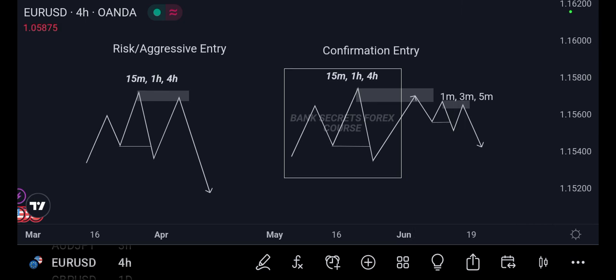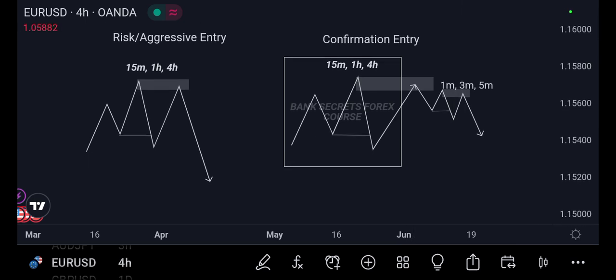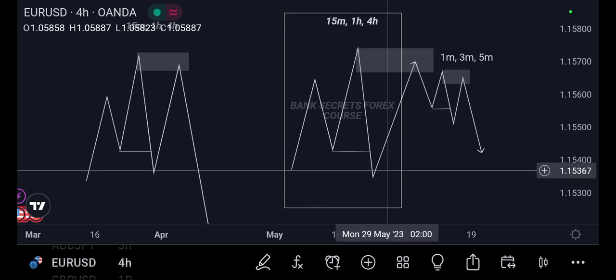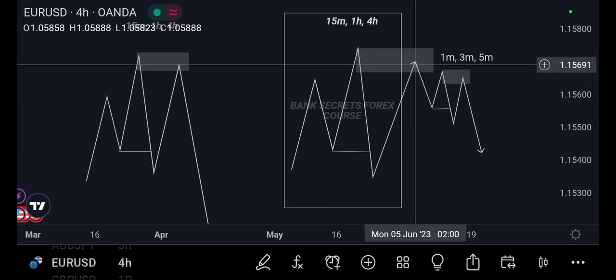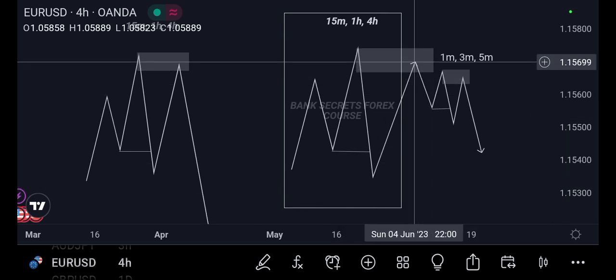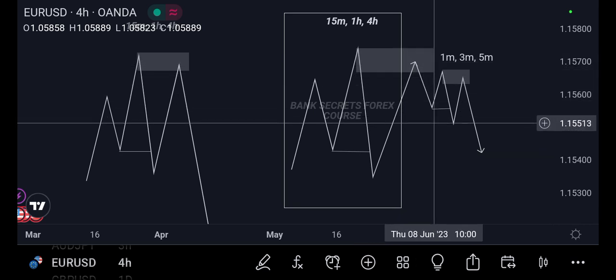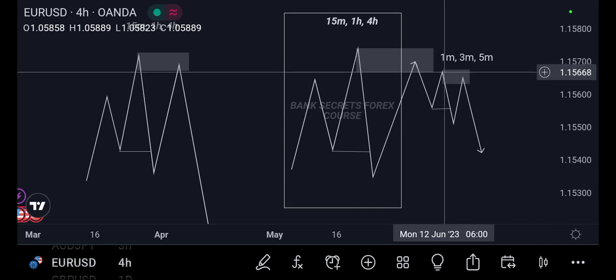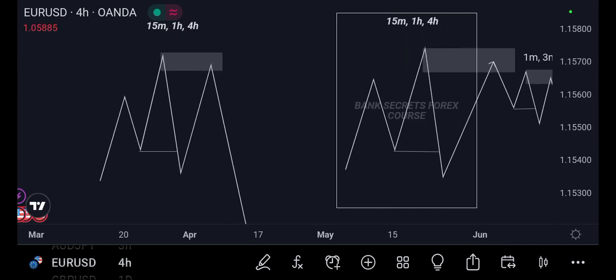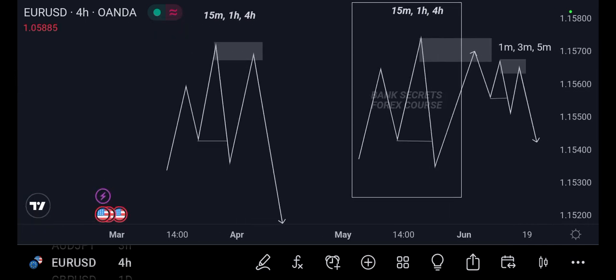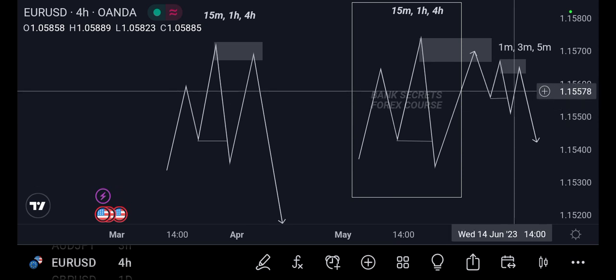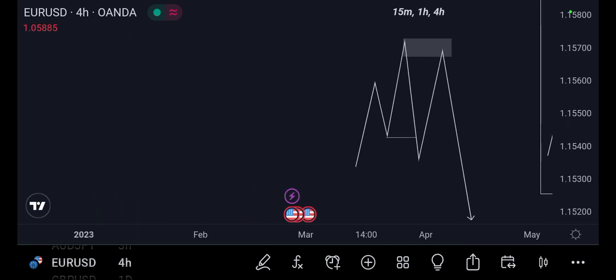Now let's talk about the confirmation entry. You have a break of structure right here and you wait for price to tap into the zone. So when price taps into that zone again, you're waiting for this move. Price comes down, goes up again. It now causes another break of structure. Now this break of structure is the change of character. Why do I call it a change of character? Remember I talked about change of character before.